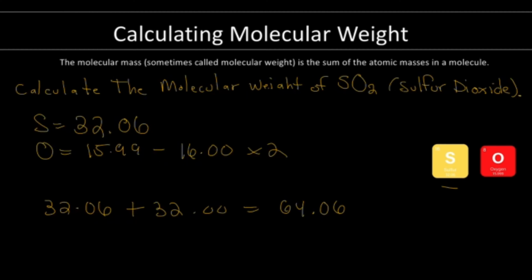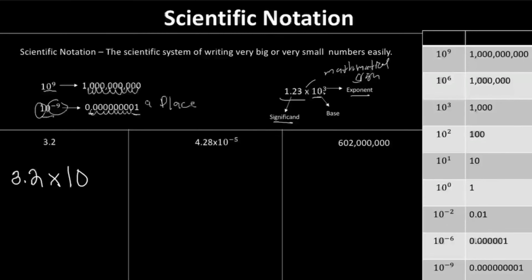There will be a few questions about scientific notation on the test. So the first question says 3.2, and we're going to turn it into scientific notation, and we do that by writing 3.2 times 10 to the 0 power, because it's 0 power since we don't move the decimal place anywhere. Okay? Scientific notation is a scientific system of writing very big or very small numbers easily.